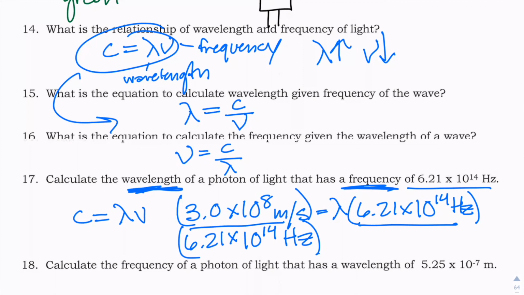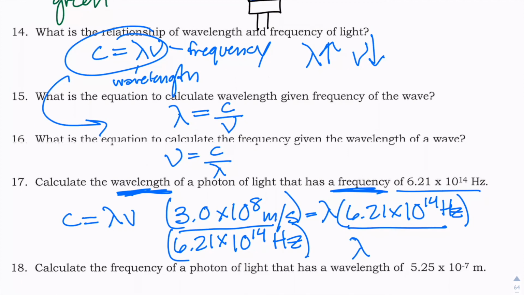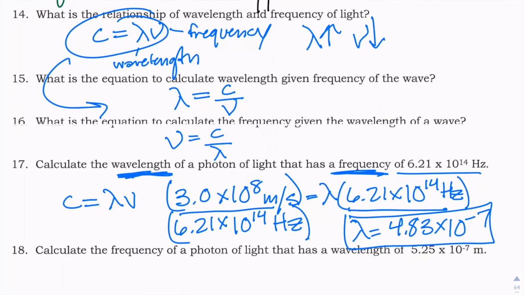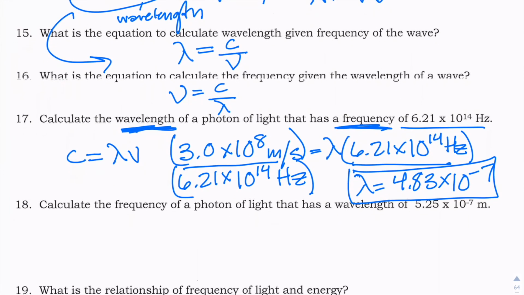Okay, so I'm going to pull up a calculator really quick. Okay, so I got a wavelength of 4.83 times 10 to the minus 7. If you calculate this and you get something different, send me a message on Remind tonight, and I'll double check my math. I've been doing my math in Google, which is probably not the best.